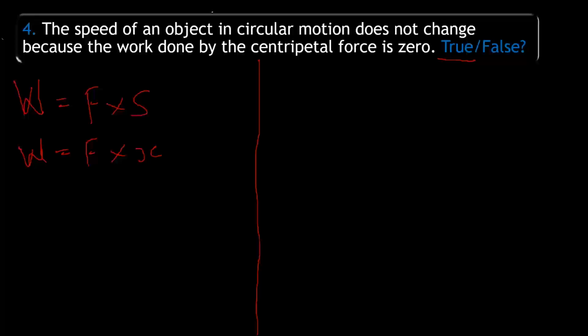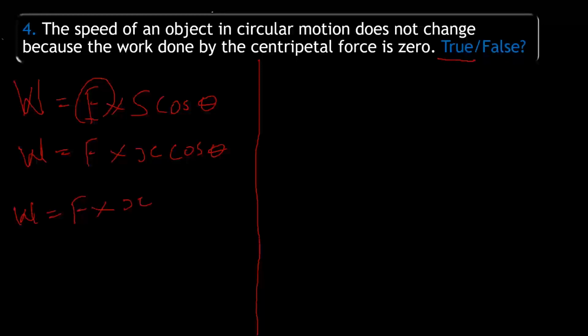But this is not all. We don't normally put this cos theta. Actually, there should be cos theta. But because theta is always zero anytime a force acts on an object and causes that object to move a distance in the direction of the force, that means the angle is zero, and cos 0 is equal to 1. So that's why we've often written work done as force times distance, just like that.